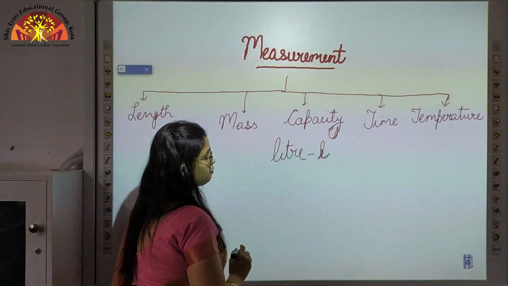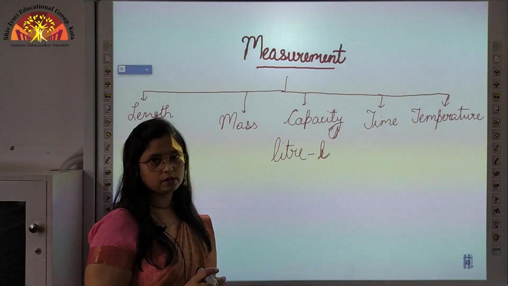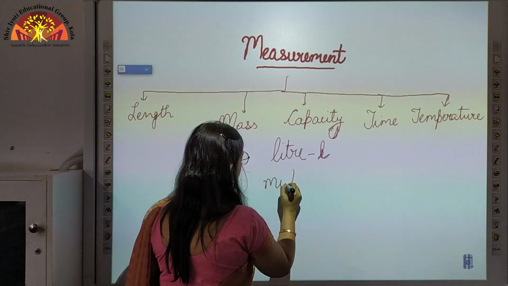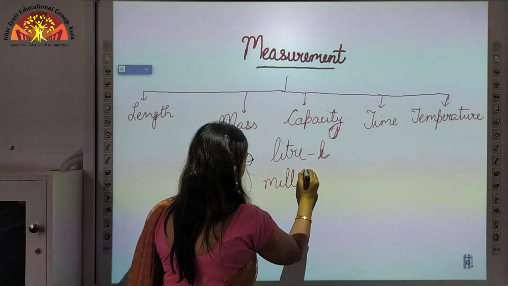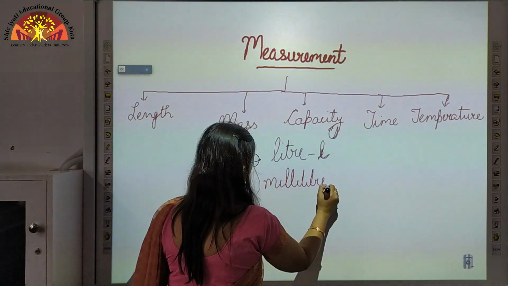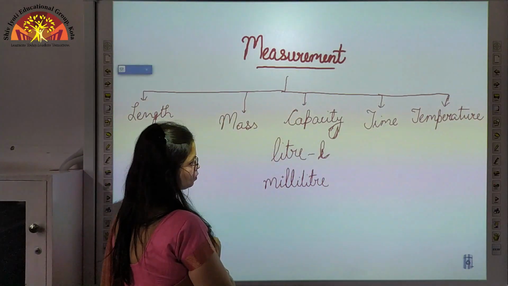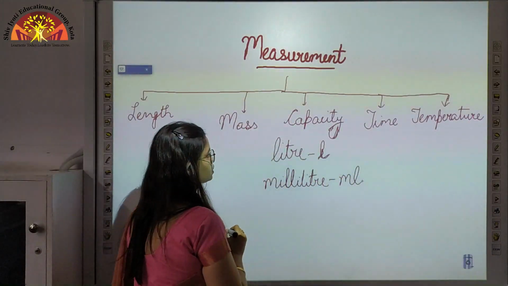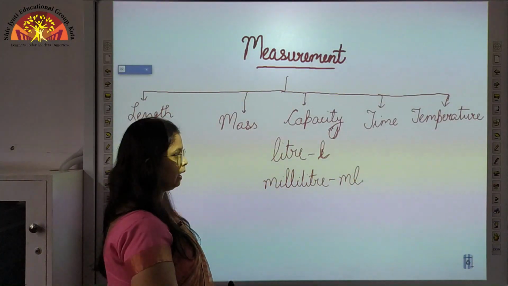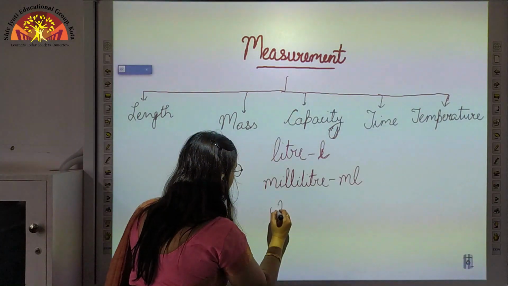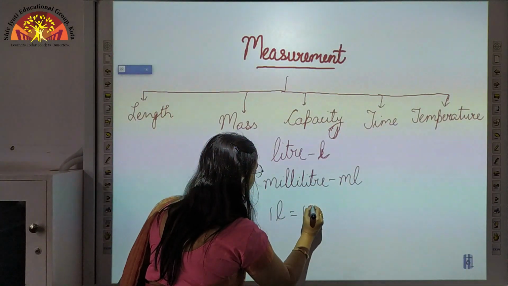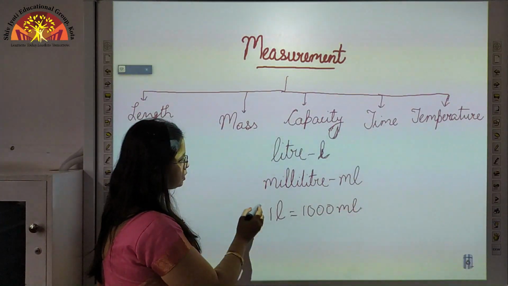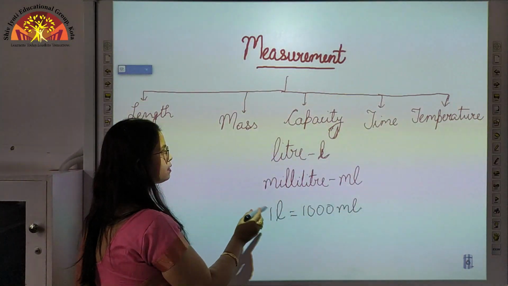Now, if we want to measure small quantities of liquid, then we use milliliter. What do we use in such a case? We use milliliter, and milliliter is written as a small m and small l. So children, here 1 liter is equal to 1000 milliliters. In this way we can interrelate both these quantities.